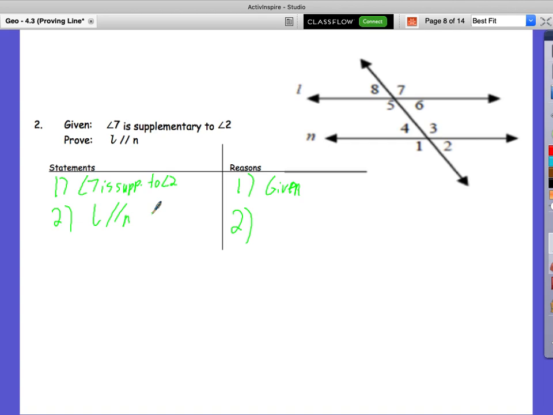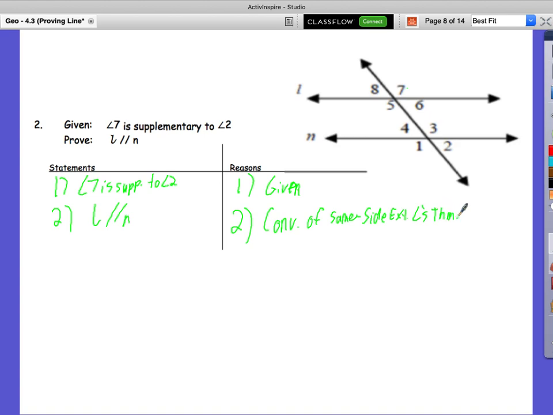So our last reason, well, we have to look at what are angles 7 and 2. What kind of relation do those have? Same side. Very good. They're same side exterior angles. And same side exterior angles are supposed to be supplementary for the lines to be parallel? Yes. So how would we prove it? Converse. Converse, because we're proving lines parallel. Yeah, the converse of the same side exterior angles theorem.